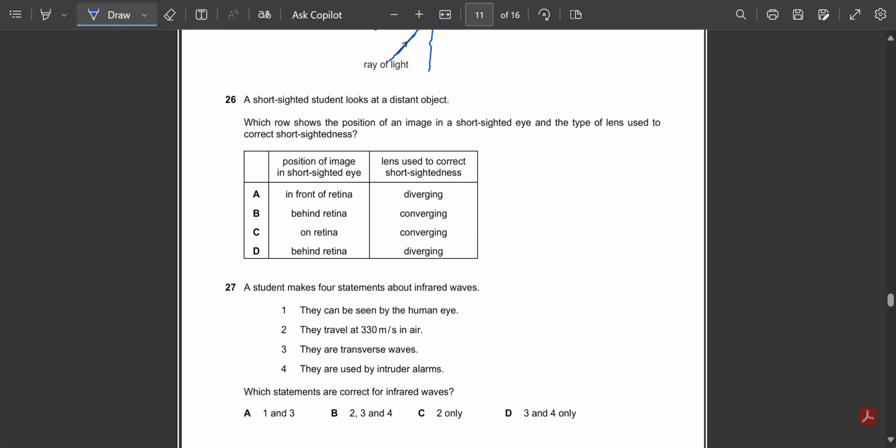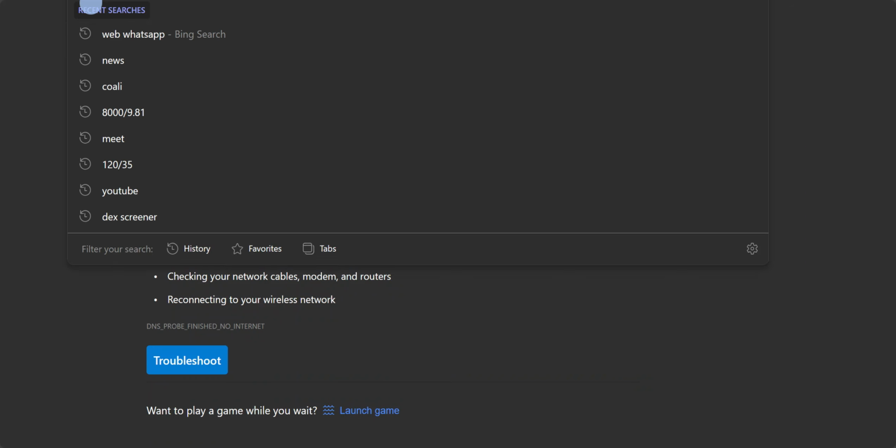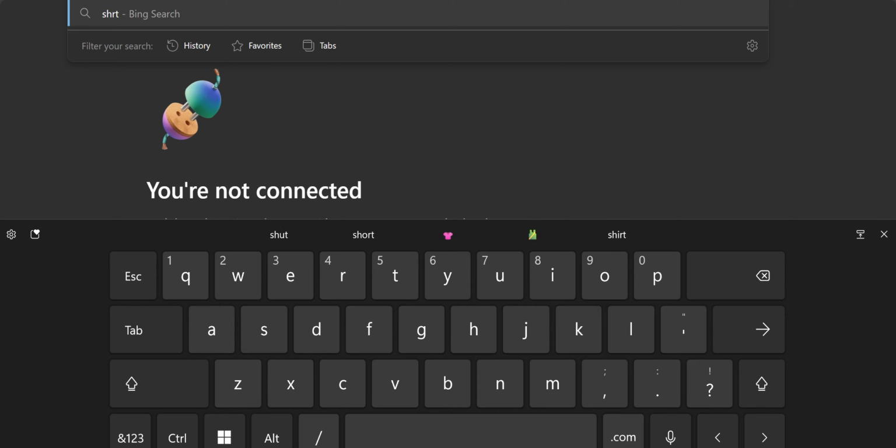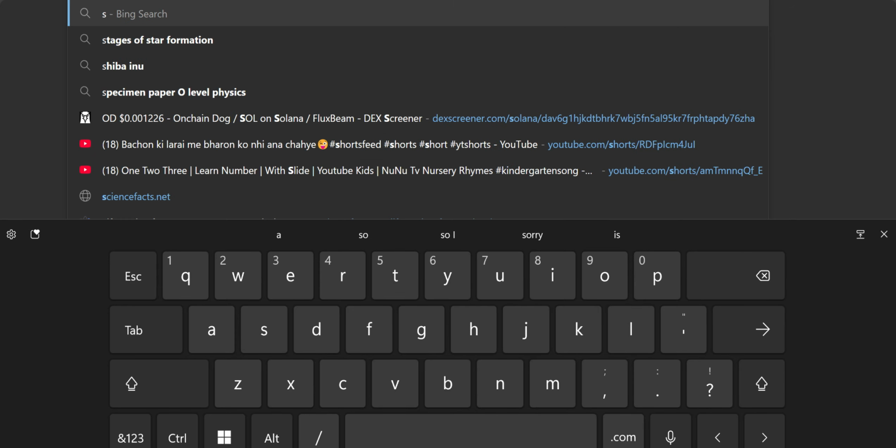A short sighted student looks at a distant object. Which row shows the position of the image in the short sighted eye and the type of lens used to correct short sightedness? The position of the image in the short sighted eye. So let's see a short sighted eye. I'm going to show you a short sighted eye so that you can have a good view of that.